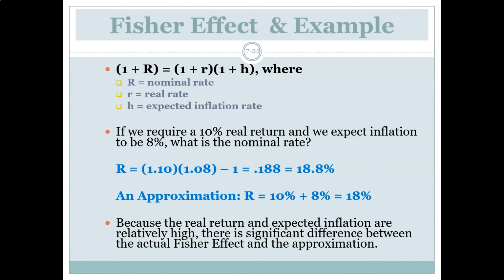Right? Now I can approximate the Fisher effect, and this is a pretty good approximation, just by adding the two rates. So just add 10% plus 8%, you get 18. It's pretty close. This approximation is much closer when the rates are smaller. So the Fisher approximation is actually a really good, sort of back of the envelope way to remove the effect of inflation from the nominal rate and be able to compare real rates across time.